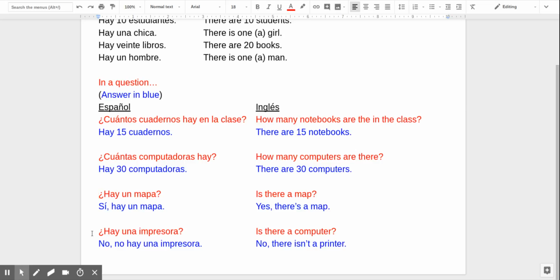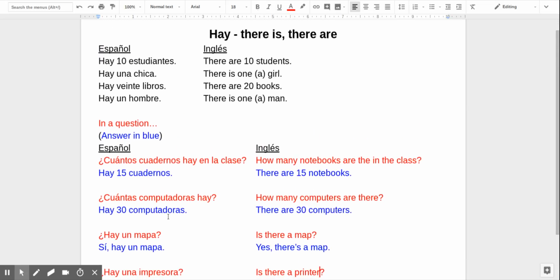And then the last question is, ¿Hay una impresora? Is there a printer? I totally put the wrong word there, I'm going to fix that for you now. Okay, and then no hay una impresora would be no, there isn't a printer. So that's it for the word hay, which means there is, there are.